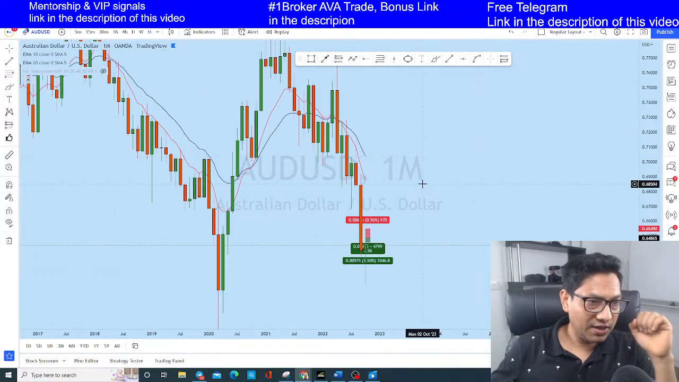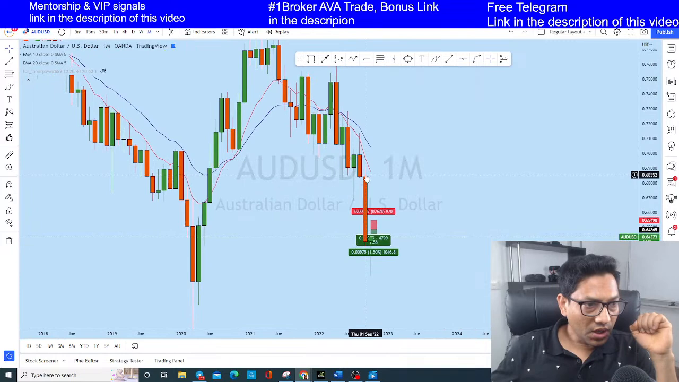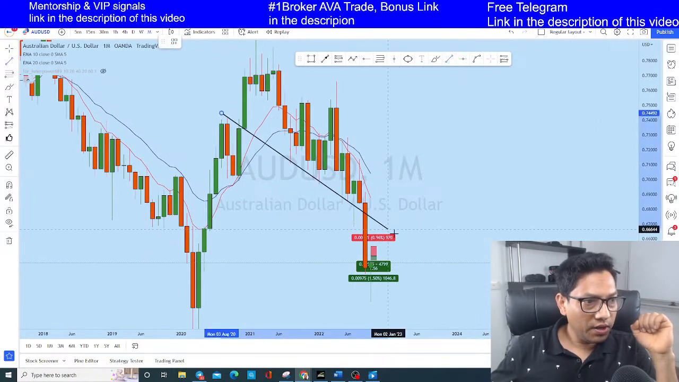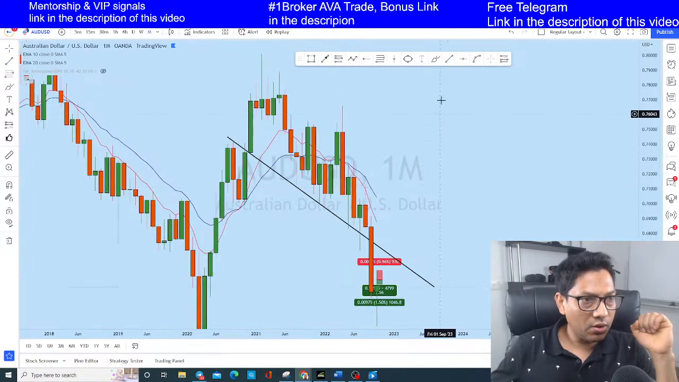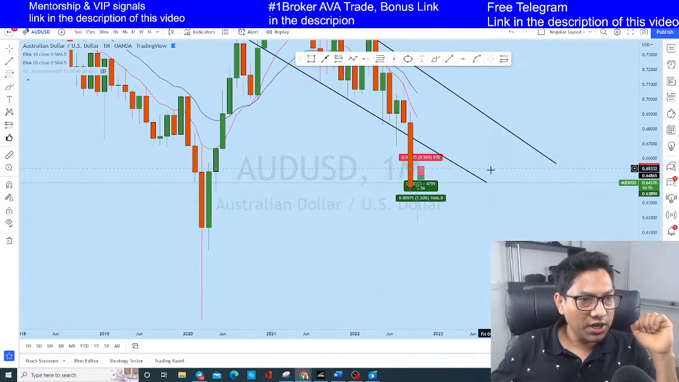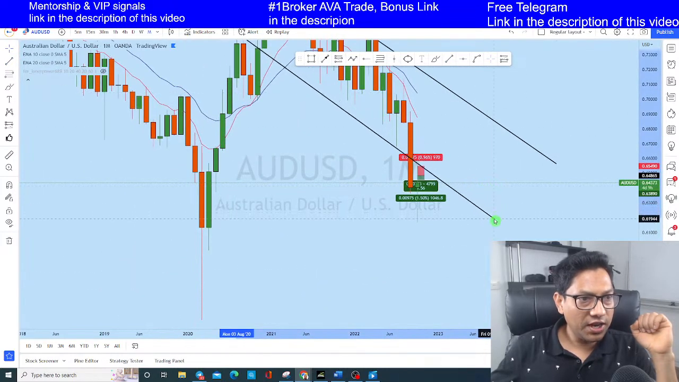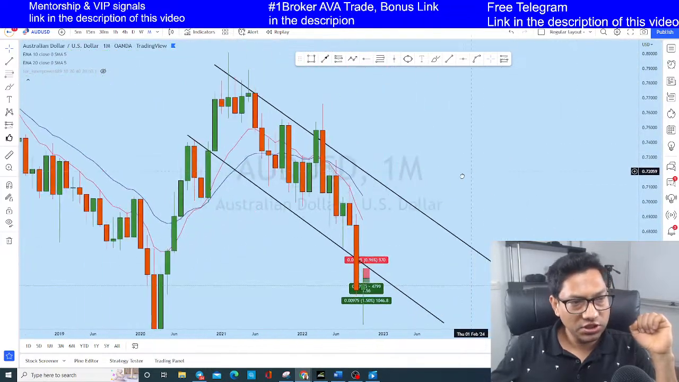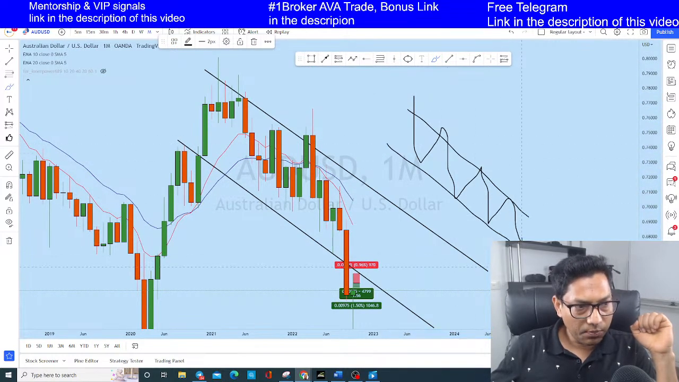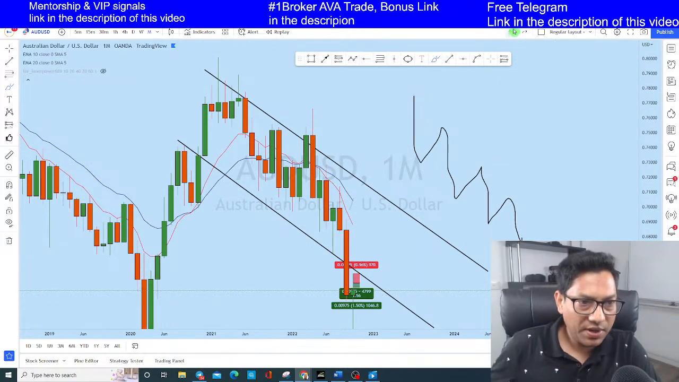So what we see now is this channel that Aussie dollar was moving in for a long time, coming down in this downward channel. With that channel, we have seen that it has broken to the downside. When you see a downward channel like that, you can expect at some point it will break to the downside, and this is exactly what happened.